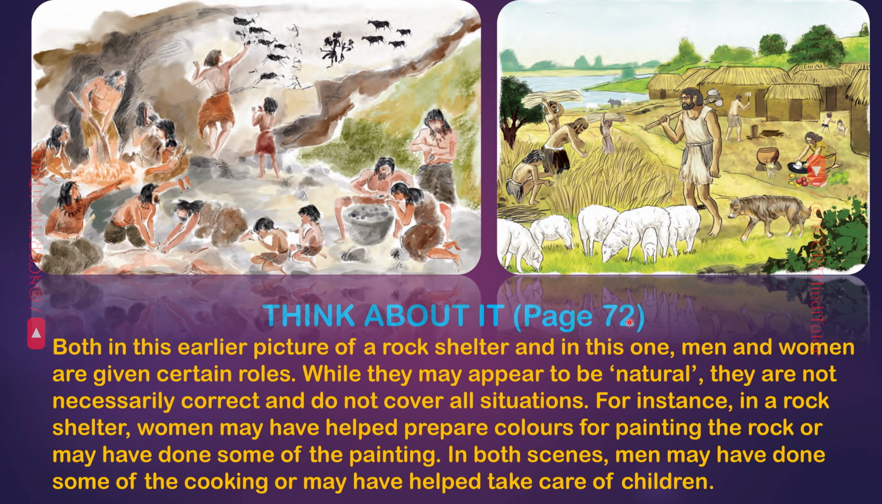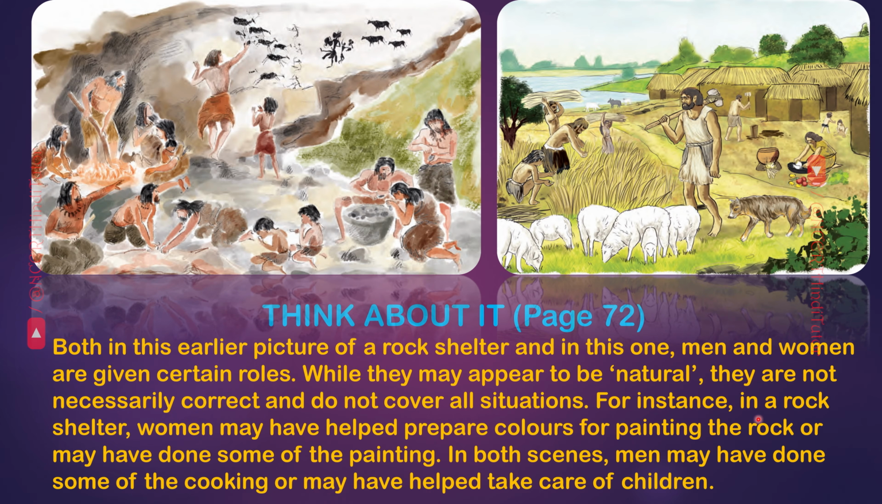Think about it, page 72. Both in this earlier picture of a rock shelter and in this one, men and women are given certain roles. While they may appear to be natural, they are not necessarily correct and do not cover all situations.